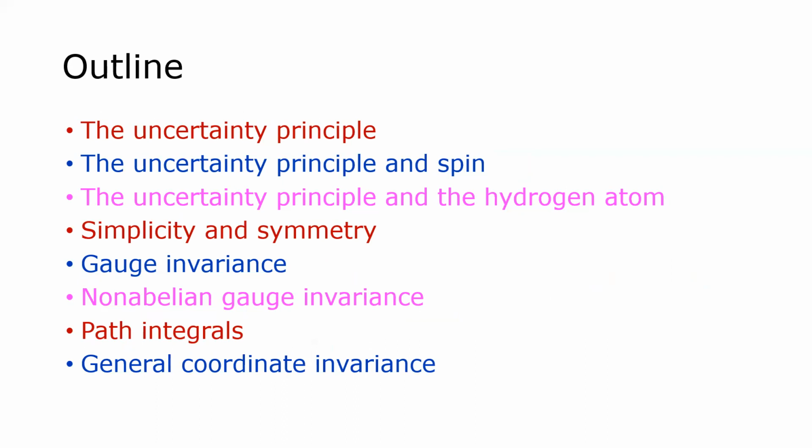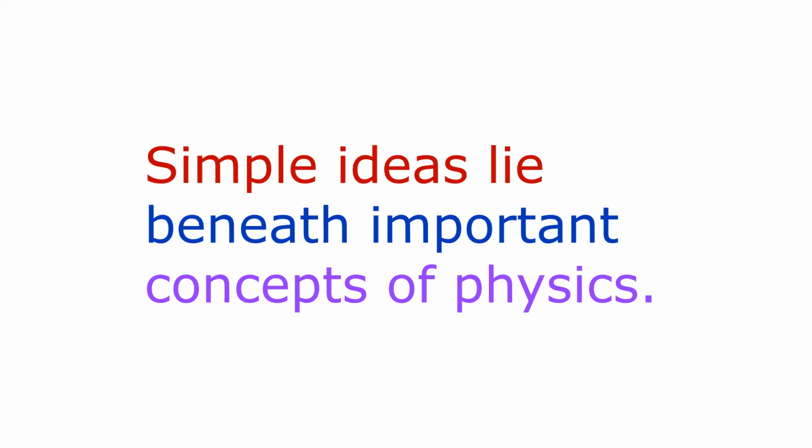Here's an outline. I'm going to talk about the uncertainty principle first, and then once again, talk about symmetry and simplicity, and then go on to gauge invariance, path integrals, and general coordinate invariance. I've prepared a lot of slides for today's lecture because when I give talks, I prepare for a 50-minute talk and I finish in 20. I'm not sure if that'll be repeated today, but if so, it's a nice day, and that's probably a good thing. So simple ideas lie beneath important concepts of physics.